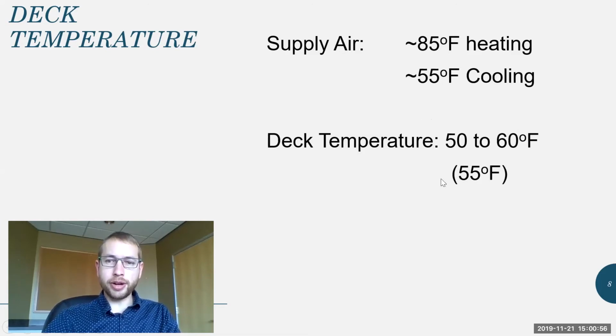So for cooling, that's great. We don't have to do anything to it, right? We use our main cooling coil at the main air handler to cool that down to 55 degrees. But if we're heating, what we have to do is then reheat that up to 85 degrees at the terminal unit deep inside the building in the zone itself.